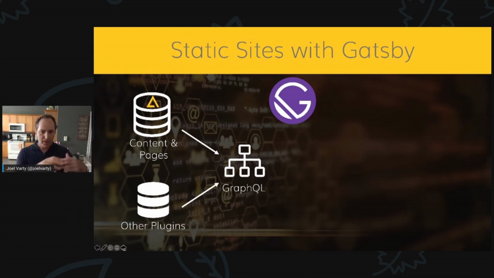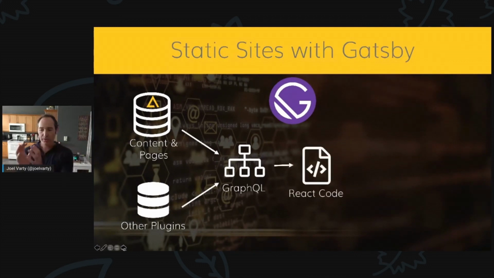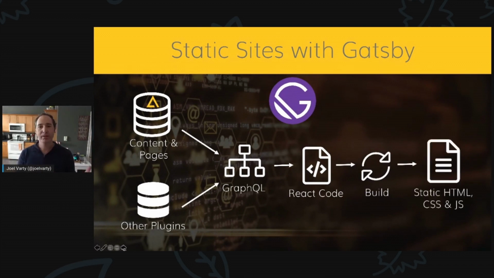There can be content and pages and all kinds of stuff that's available in GraphQL, but other plugins can pull in stuff too, like e-commerce data or data from your own APIs that do whatever. That is all going to be used within React code. Gatsby is based on top of React, so you basically write React components to use the data from GraphQL, and there's a specific way of querying that. Then there's this build process that runs that's going to output, again, our static CSS, HTML, and JavaScript. So that's how it works.